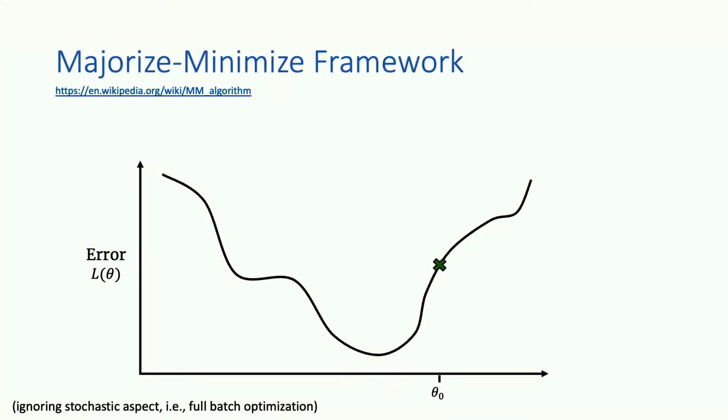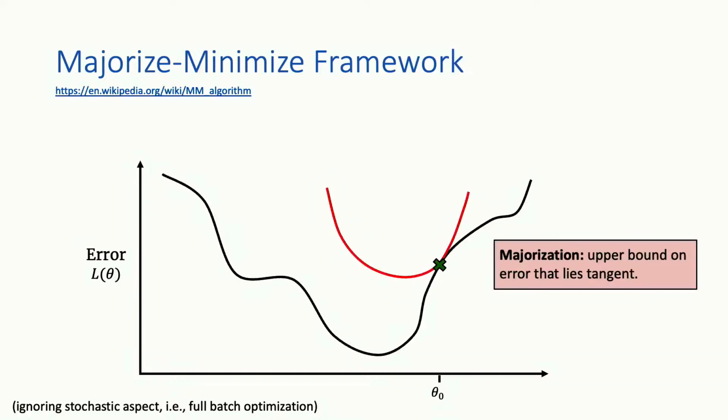And so the majorize-minimize framework is this really basic framework that is the underlying principle of many optimization procedures such as gradient descent. And it works as follows, and it's very generic. It says, okay, I'm at this current point, theta naught. The first thing I do is build a majorization. What is a majorization? A majorization is an upper bound on the whole loss function, the whole objective, that lies tangent to the loss function at the point theta naught.